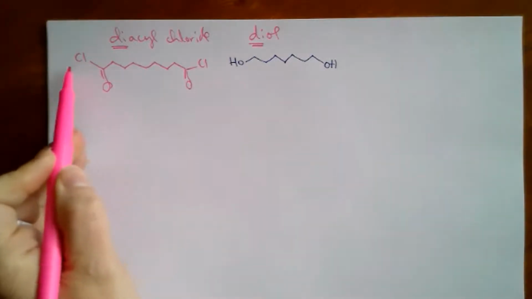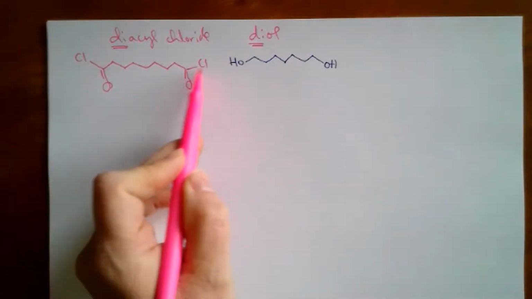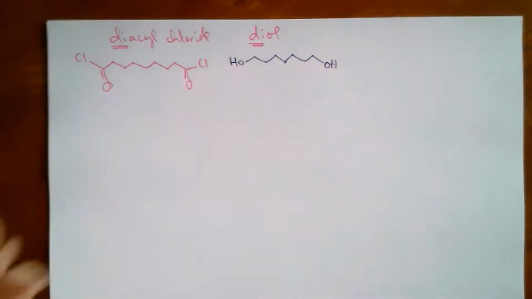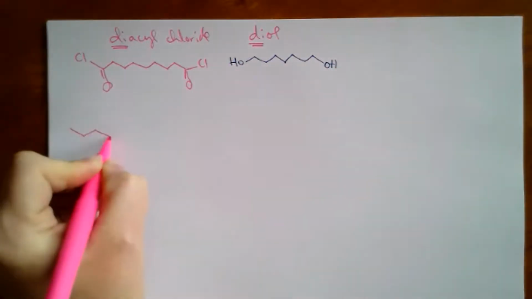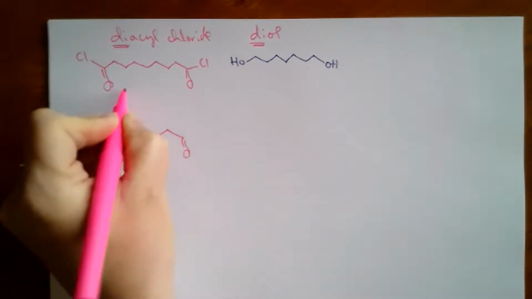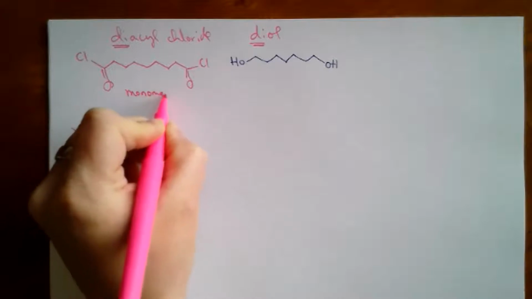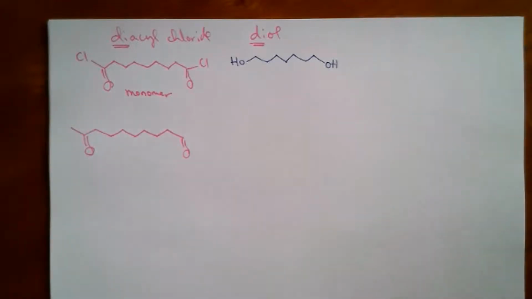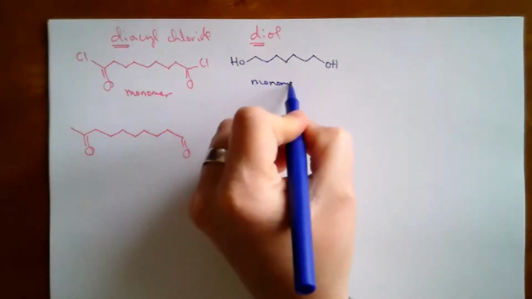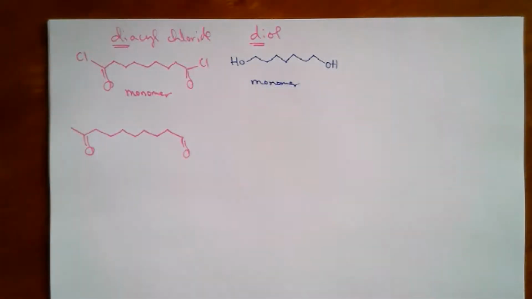because a reaction will happen on this end and this end and this end and this end, and so you end up making a long chain of molecules connected together. This pink guy is called a monomer. The blue guy is also called a monomer. And when you hook them together, you're going to end up making a polymer.